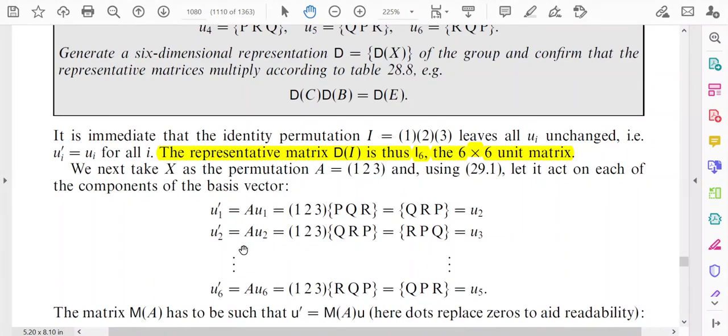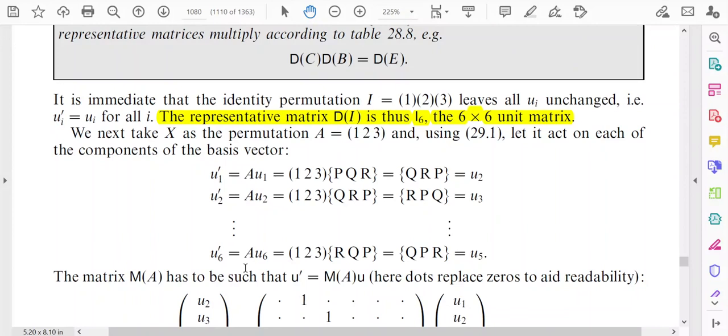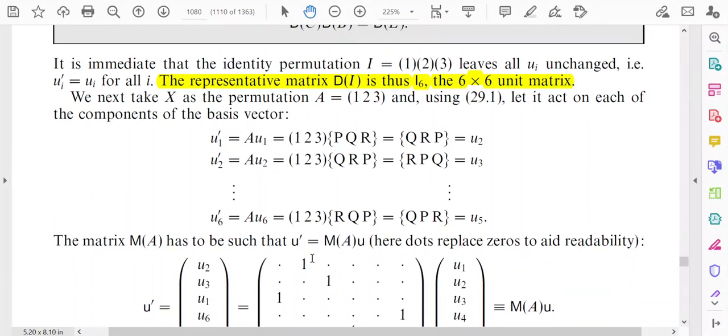Similarly, you have to check how A operates on each of the basis vectors and what element you obtain. There are a total of 6 operations, and you have to check them step by step. After obtaining all the equations, you will obtain a matrix MA, such that u prime is equal to MA into u. We write A because we are observing the effect of A on the basis vectors. So MA is a matrix that relates u prime with u.